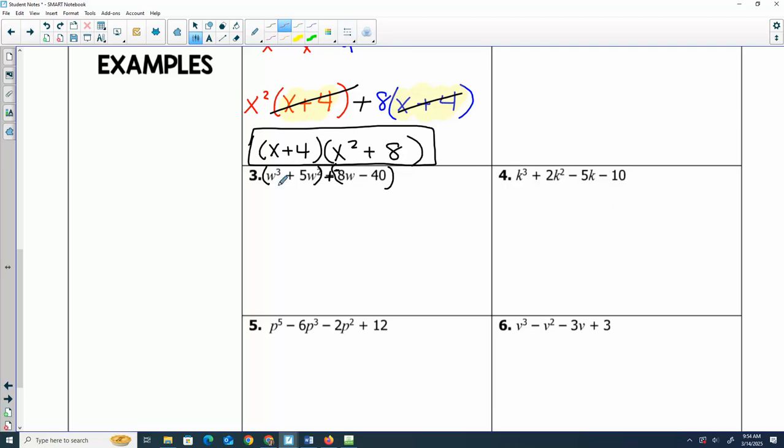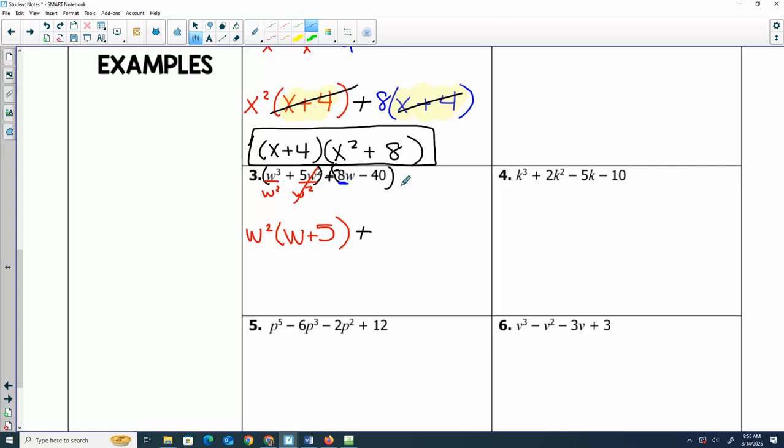So now the first one, w cubed plus 5w squared, what can we take out? W squared. I had 3 w's, I took 2 out, so there's 1 left. I had 5, I took out the w squared, so just plus 5. Plus. Now we have to figure out what to do here.